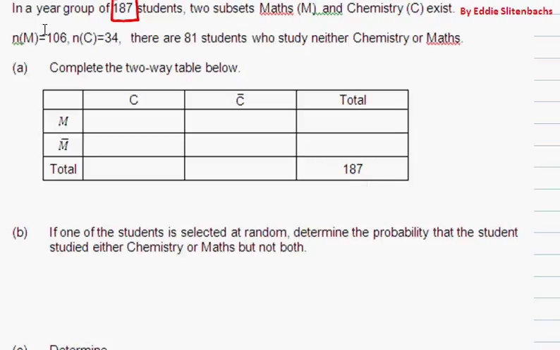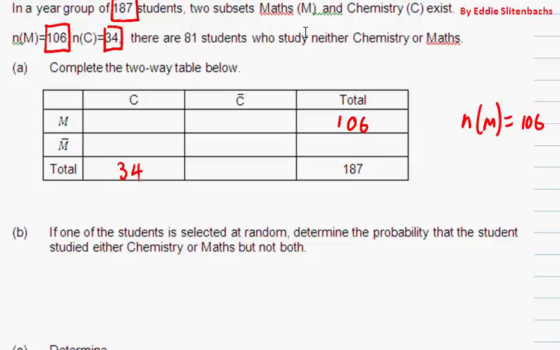We've got the number that do maths, so that number that do maths equals 106. So I'm going to go to maths. The whole number that do maths is 106, and put that in a two-way table. The number that do chemistry is 34. So this is chemistry. The total of the chemistry goes in here, 34.